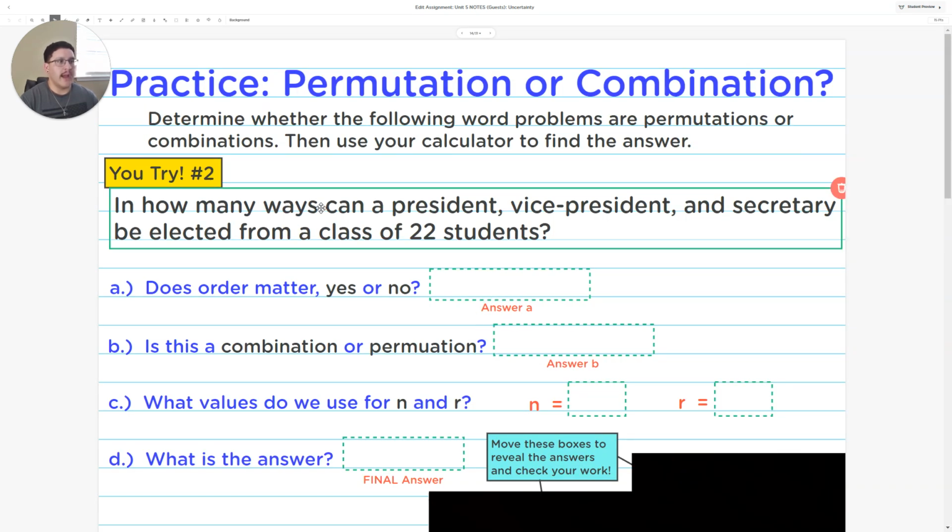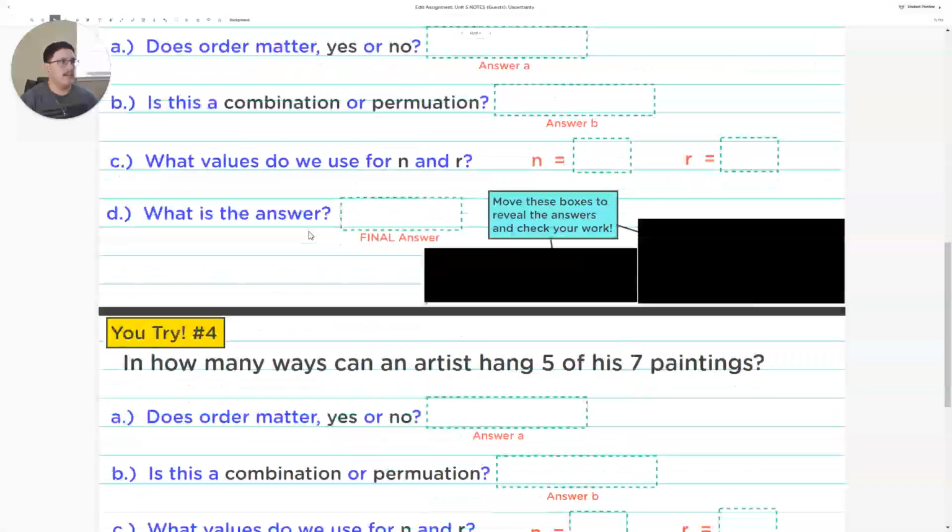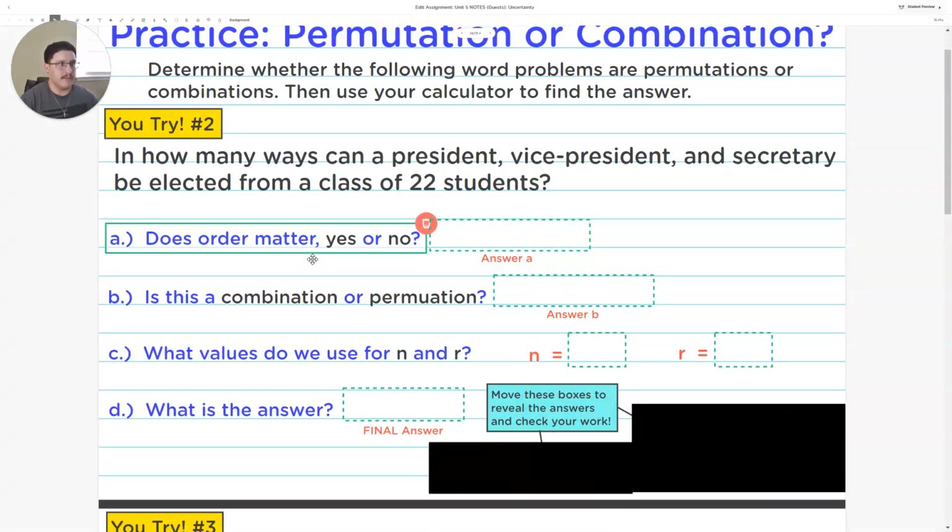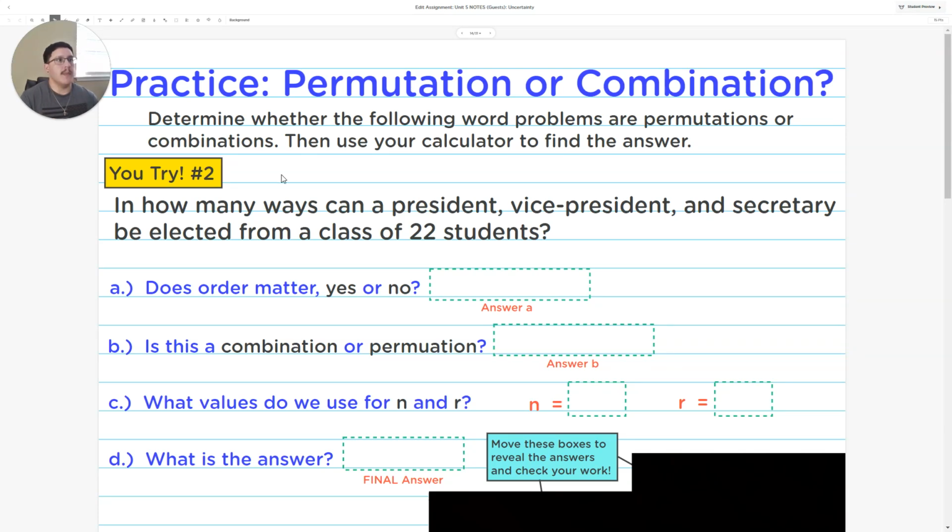So let's look at you try number 2. And we're going to do this one together as an example. And if you want to try this by yourself before I go through this, be my guest. So if you would like, go ahead, read through the problems, through the steps. Determine which one you think is the best answer, whether order matters or doesn't matter. Is this a combination or a permutation? What value do we use for n and r? And what is the answer after plugging it into the calculator? Okay, so if you feel like you can do this, go ahead and pause it and try it on your own. But I'm going to choose this as our example to go through together, and then for the rest of them for y'all to do. Okay?